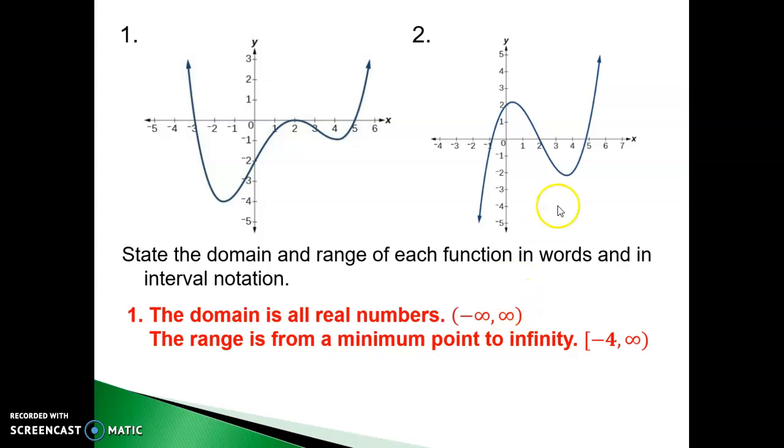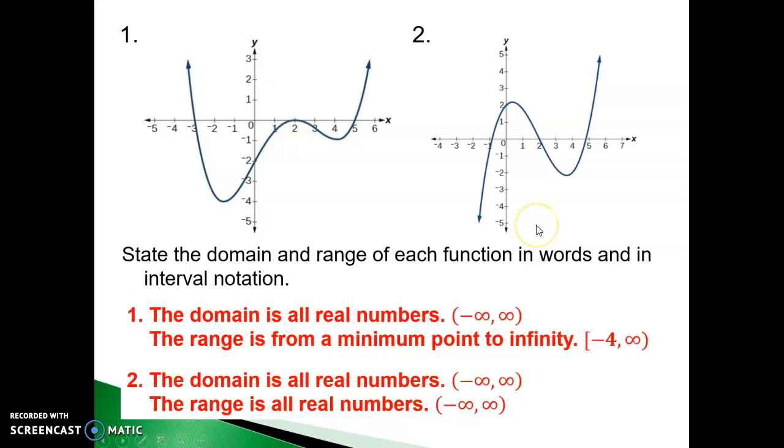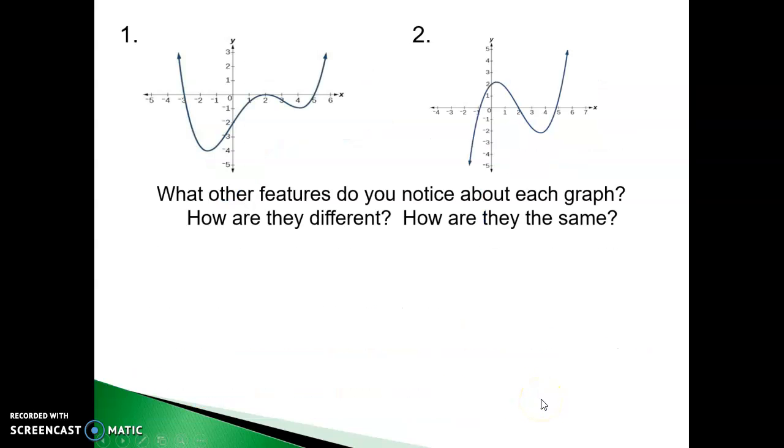So looking at number 2 again, there are no holes, there are no asymptotes, and the arrows continue to the right and continue to the left. So it looks like the domain is going to be all real numbers. And then when we look from the y-axis perspective, this says continue going up and this says continue going down. So the range is also going to be all real numbers.